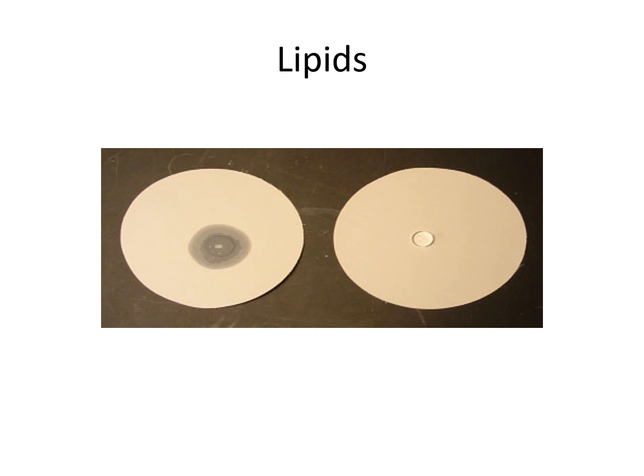The presence of lipids is determined by using hydrophobic paper. A drop of the sample will be placed on the paper, and if the sample absorbs into the hydrophobic paper, then it is positive for lipids. If instead the sample beads up and is not absorbed by the paper, the sample is negative for lipids.